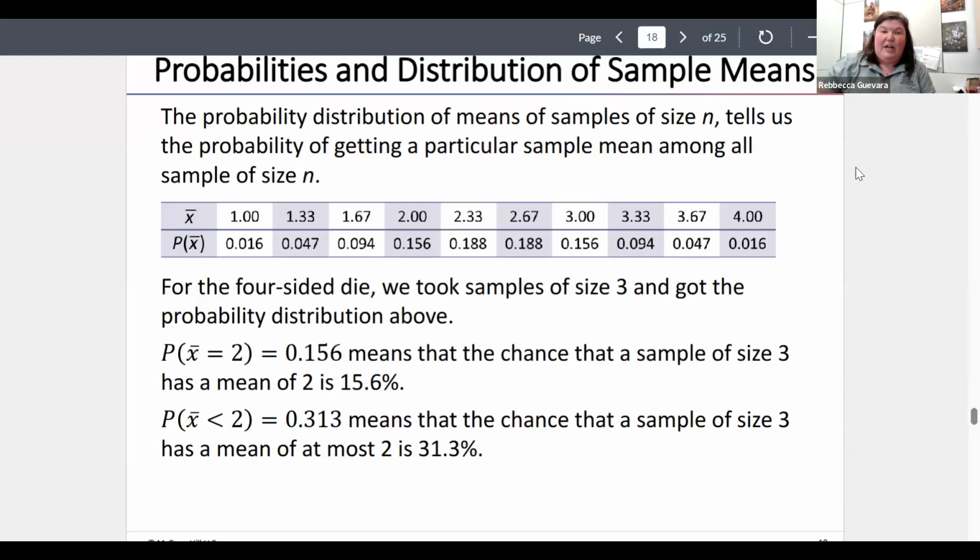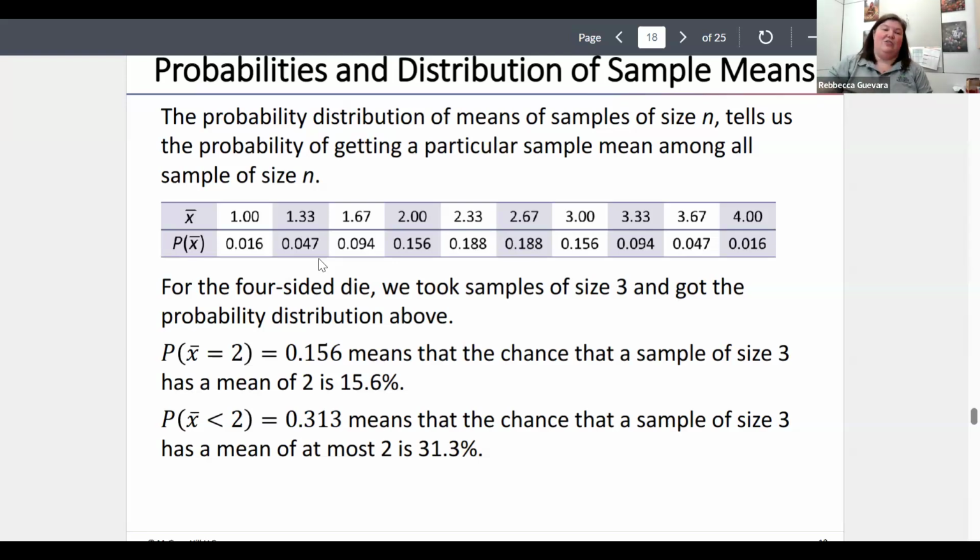So it's telling me the probability that I would get that mean if I took every single sample that was possible, and I found that mean. So for a four-sided die, we took samples of size 3 and we got the probability distribution above. We saw that one earlier. If I simply ask you what's the probability of getting a mean of 2, that's going to be 0.156 or about 15.6%. Remember, these are samples of size 3, so this means that the chance that a sample of size 3 has a mean of 2 is 15.6%.